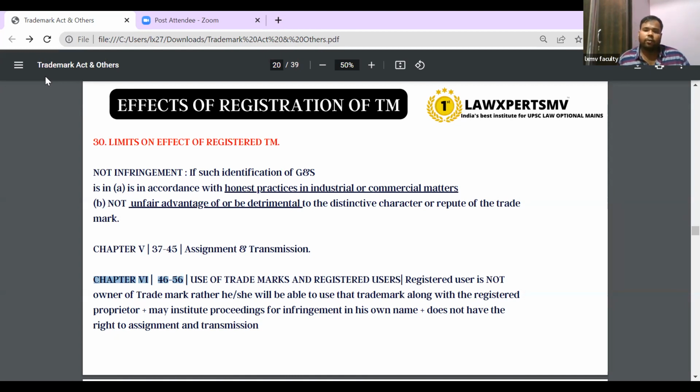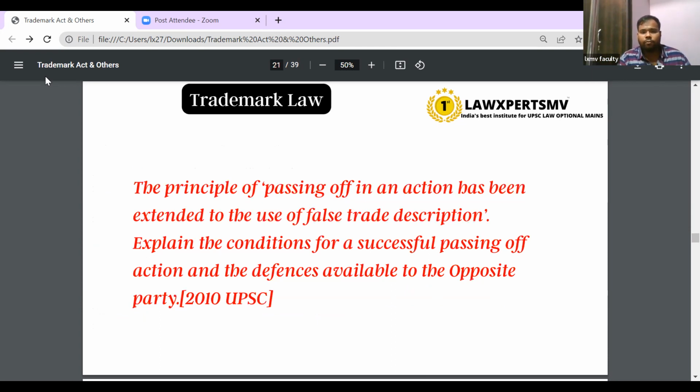He cannot give it to another person, but he can start infringement proceedings if someone tries to use the same trademark. So a registered user is nothing but the licensee, and the licensor gives the license of the trademark to another person. That person is known as a registered user. Very simple. Yes. Can anybody read this question for me?